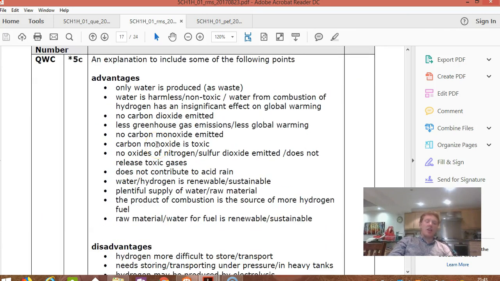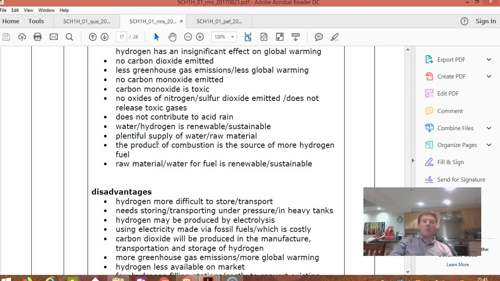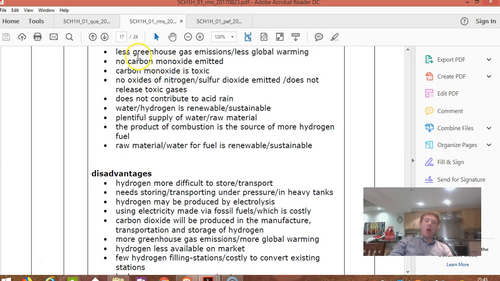So, advantages of hydrogen. Only water is produced. Water is harmless. No carbon dioxide is emitted, so less greenhouse gas. No carbon monoxide is emitted. Carbon monoxide is toxic. No oxides of nitrogen or sulfur dioxide emitted. Doesn't release toxic gases. Doesn't contribute to acid rain.